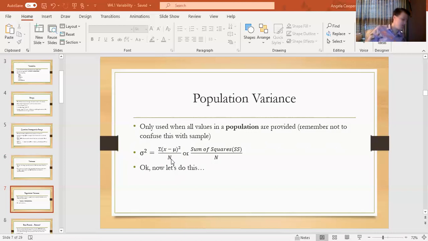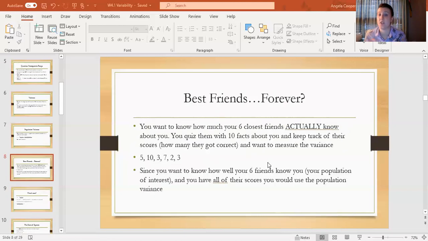Now the numerator of that fraction, or the top part here, is also known as the sum of squares. So this whole summation of each score minus the mean squared, that is the sum of squares, and then dividing it by, again, the population size. So SS represents this information here. Okay, so we know how to calculate it. We have the formula. So now let's actually do it.